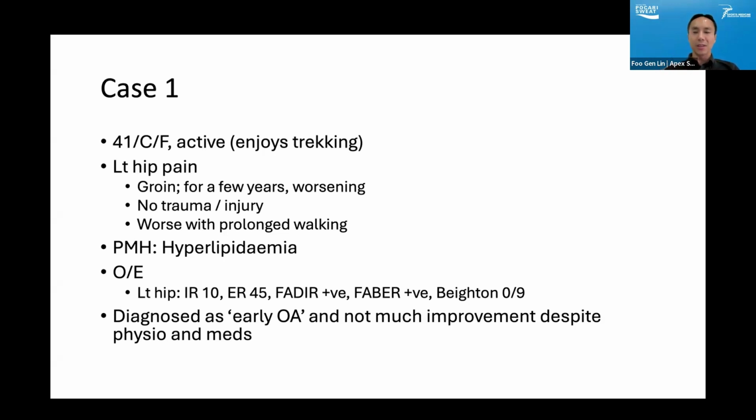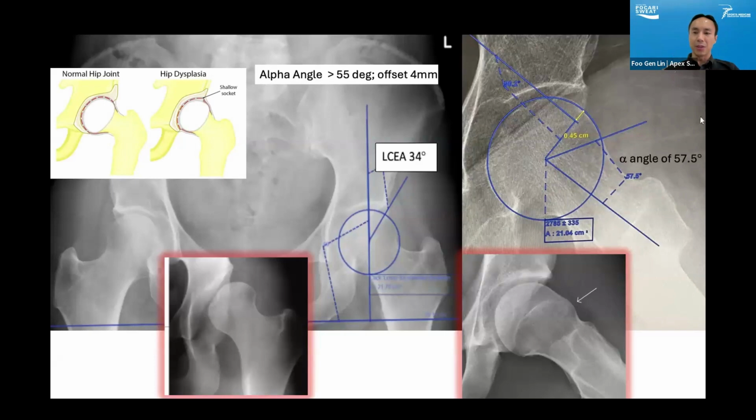So she was diagnosed as early arthritis by a few of my colleagues and was offered a total hip replacement, even though that was clearly not suitable for her given her age. But yeah, she came to see me and she was very distressed by the symptoms that she was experiencing when you stopped her from doing trekking.